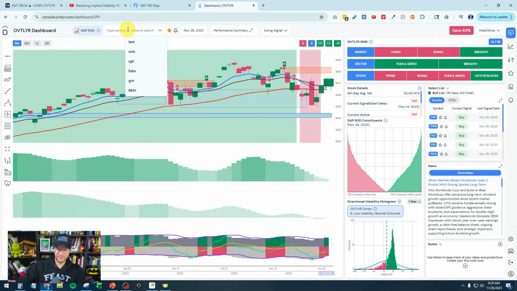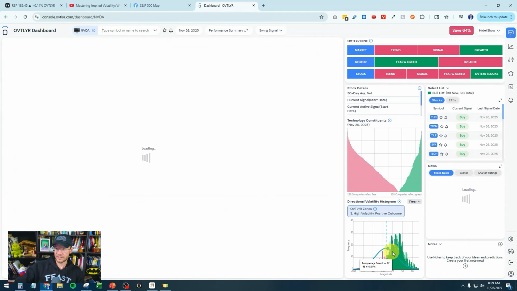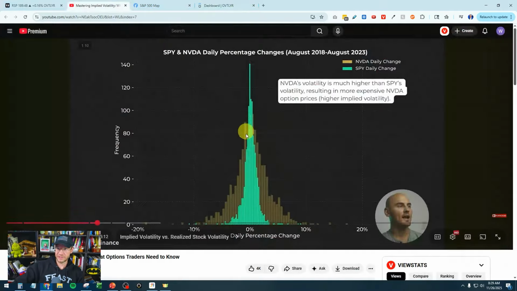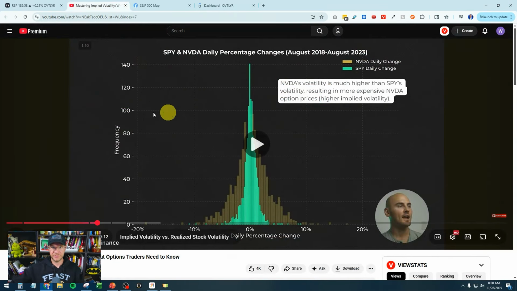But if we go to NVIDIA, it's going to look obviously a lot different. We see that down here, right? And that is what he's showing right here, that the distribution of changes up or down is wider. The bell curve of how many times the price changes is wider, so therefore it has greater volatility. All right, everybody following along?